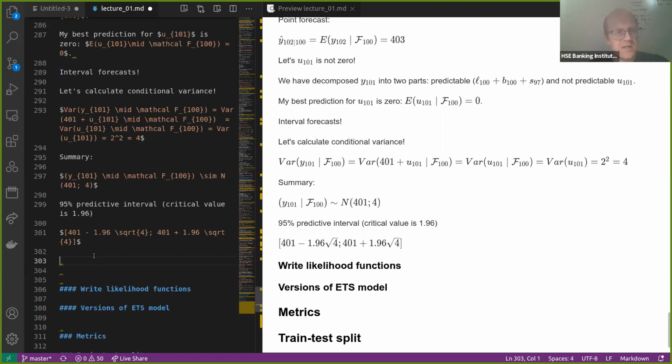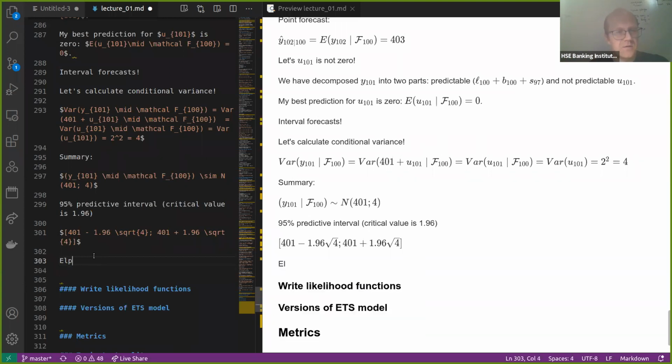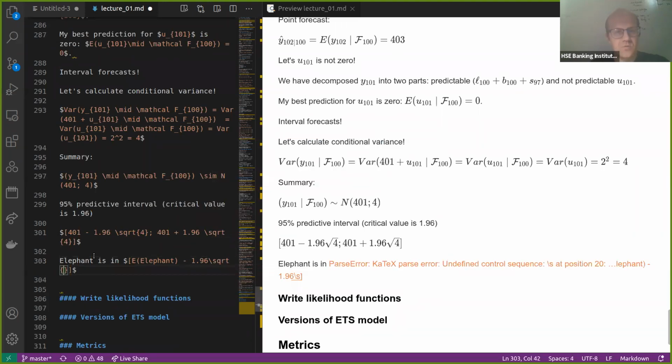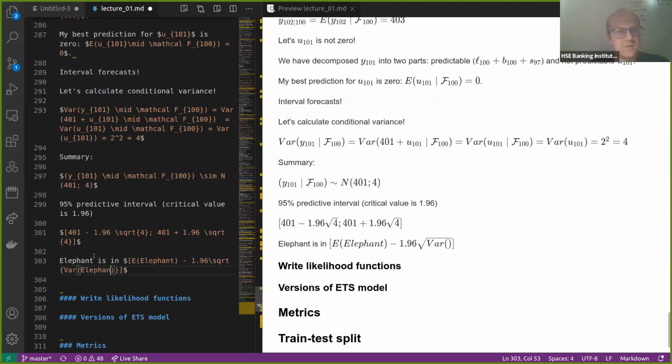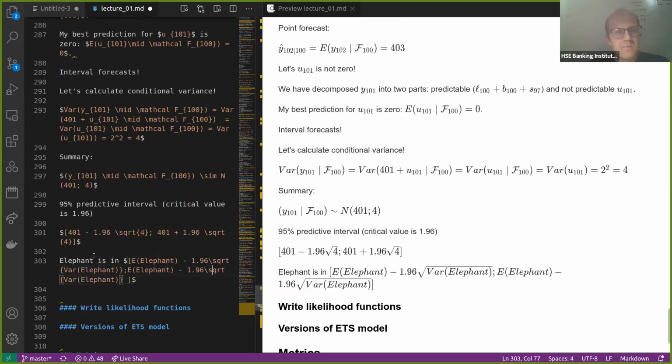So if you would like to forecast that an elephant is in the interval: expected value of elephant minus 1.96 square root of variance of elephant, up to, you always use this logic. This is just bad terminology in statistics.